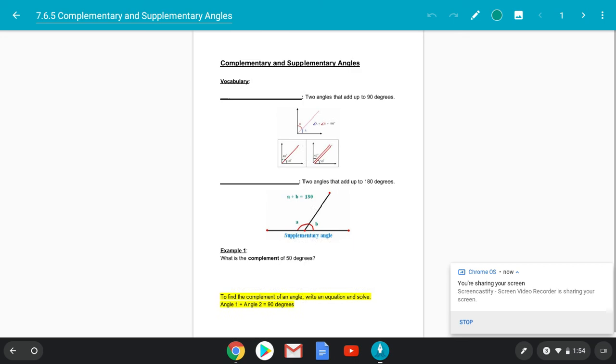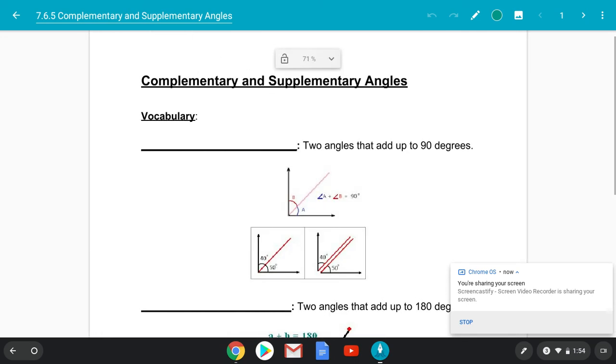Today we are going to talk about complementary and supplementary angles. The first one that we're going to talk about is complementary angles. Complementary angles are not just two angles that when they see each other tell them that they're pretty, but they are two angles that add up to 90 degrees.